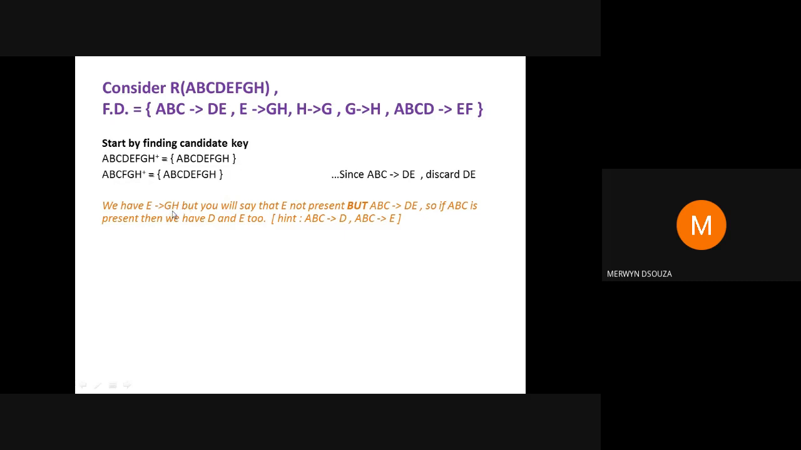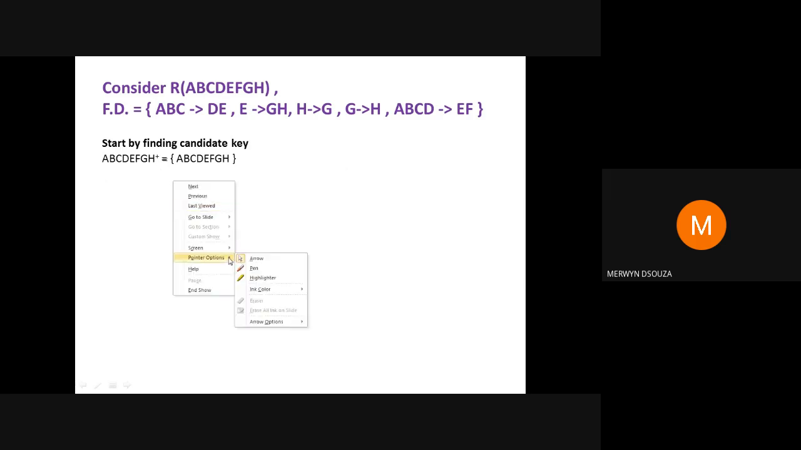Now I will teach you to apply the closure slightly differently. There was one way that you could have applied the closure and got the answer. You would have said ABC determines DE, therefore discard DE. Now you would have said G determines H, so remove H. Then anything else you can discard? Nothing else. You would have thought that this is the minimal super key based on what you have done: A, B, C, F, G.